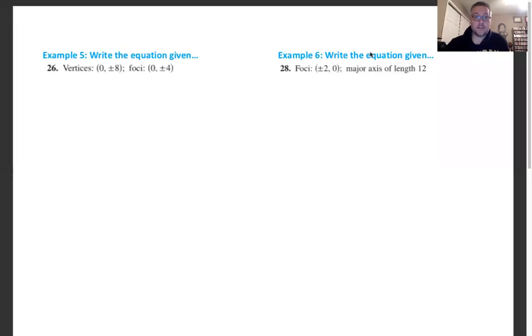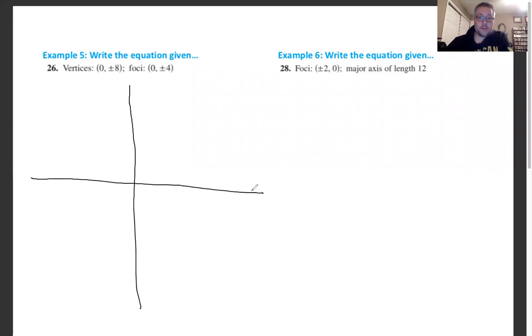For our last two examples, we're going to take a look at writing the equation of an ellipse, given a couple of facts about it. So we have to do some detective work. The first thing I like to do is make a really quick makeshift X and Y axis, and plot, because I'm a visual person, what we're told. So the vertices, which are the endpoints of the major axis, are at (0, 8), which would be somewhere up here, and (0, -8), which would be somewhere down there.